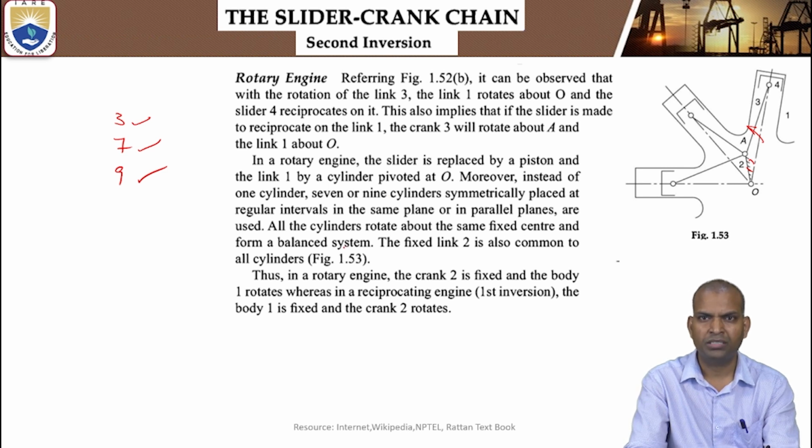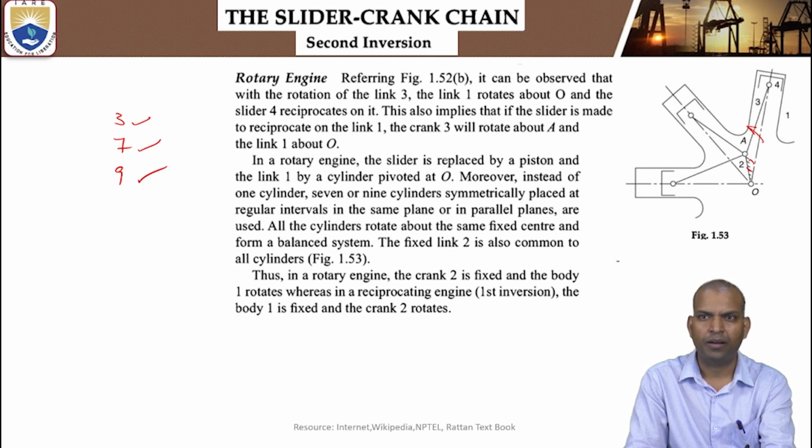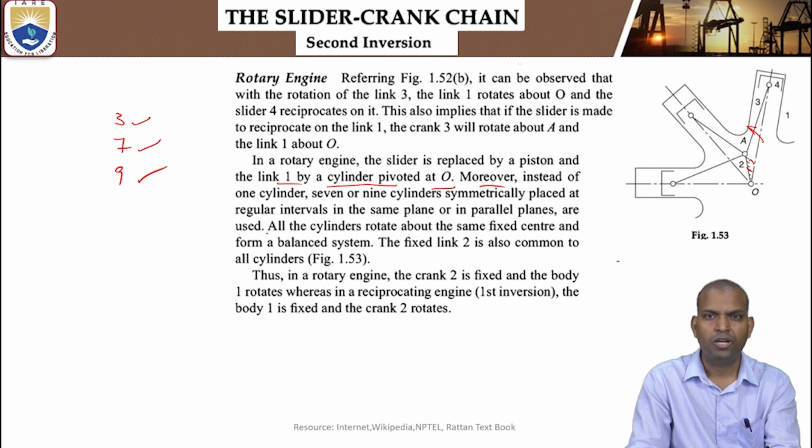Let us read what the description is given in the textbooks. In a rotary engine, the slider is replaced by a piston and link 1 by a cylinder pivoted at O. Moreover, instead of one cylinder, 7 or 9 cylinders symmetrically placed at regular intervals in the same plane or in parallel planes are used. All the cylinders rotate about the same fixed center, point A, forming a balanced system. The fixed link 2 is also common to all cylinders. So, in the case of a rotary engine, the crank 2 is fixed and the body 1 rotates. Whereas in the case of a reciprocating engine, first inversion, the body 1 is fixed and the crank 2 rotates.